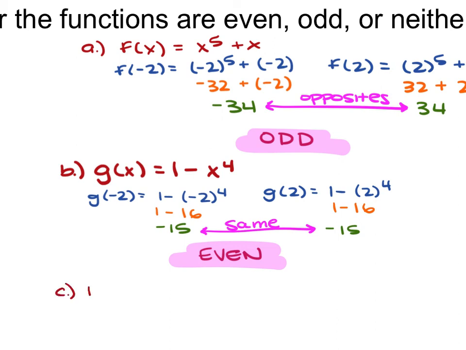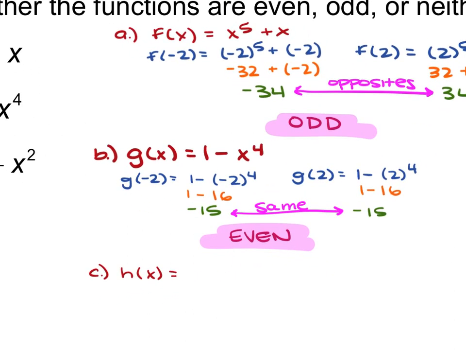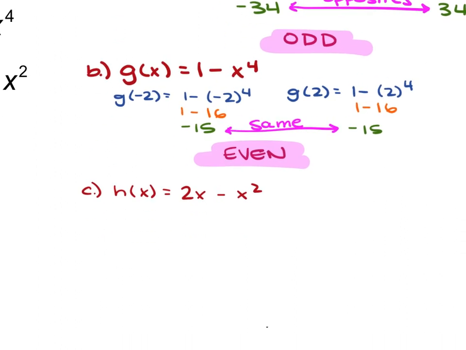For C, we have h of x is equal to 2x minus x squared. So again, we're going to do -2, +2. So h of -2 is 2 times -2 minus -2 squared. The 2 times -2 is -4. And then the -2 squared is 4. So that's -4 minus 4, which gives us -8.